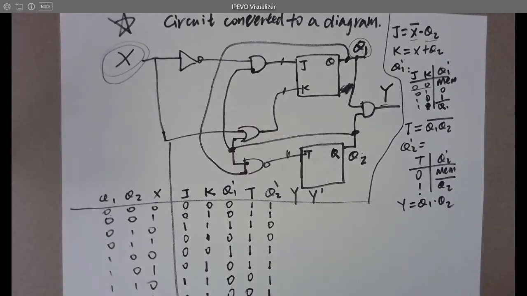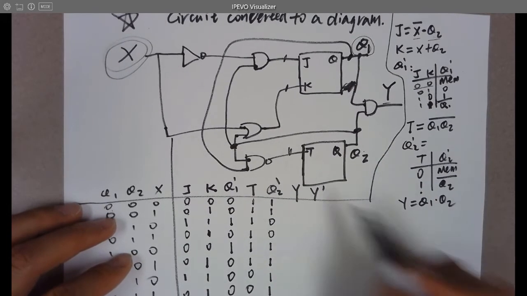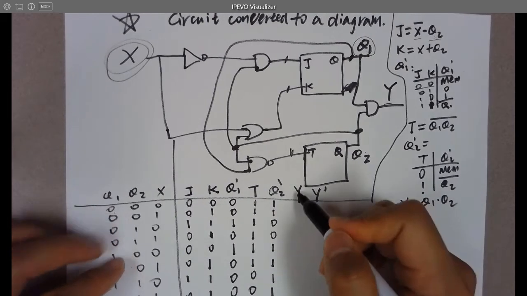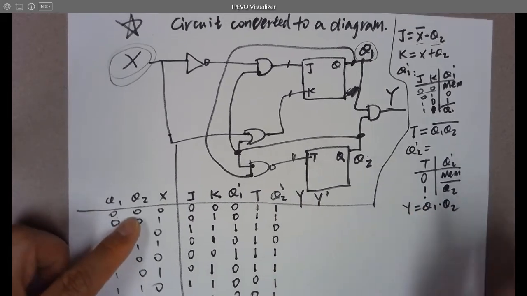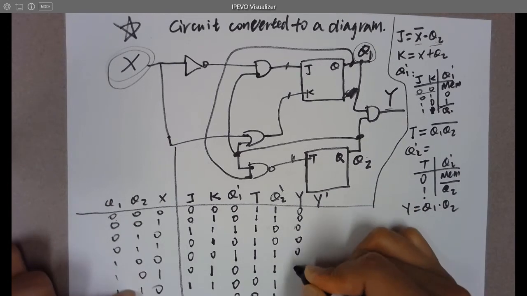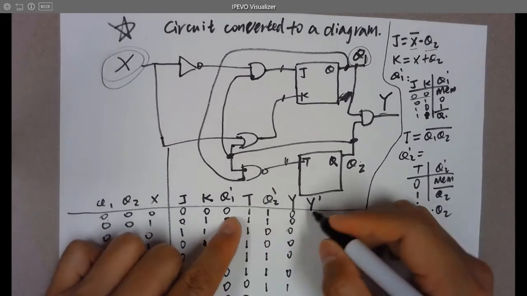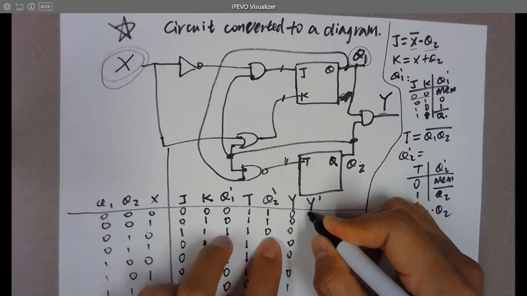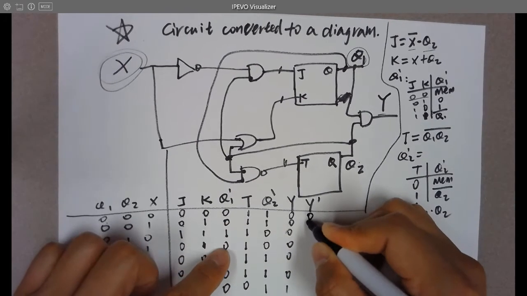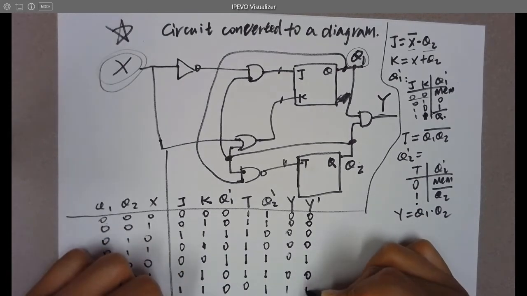So what about Y? Y is actually Q1 and Q2. So Y prime will be Q1 prime and Q2 prime, right? So let's see. Y is Q1 and Q2, it's AND logic. Pretty simple. And this one is the AND logic for these two columns, which is 0, 0, 0, 0, 1, 0, 0, 0.